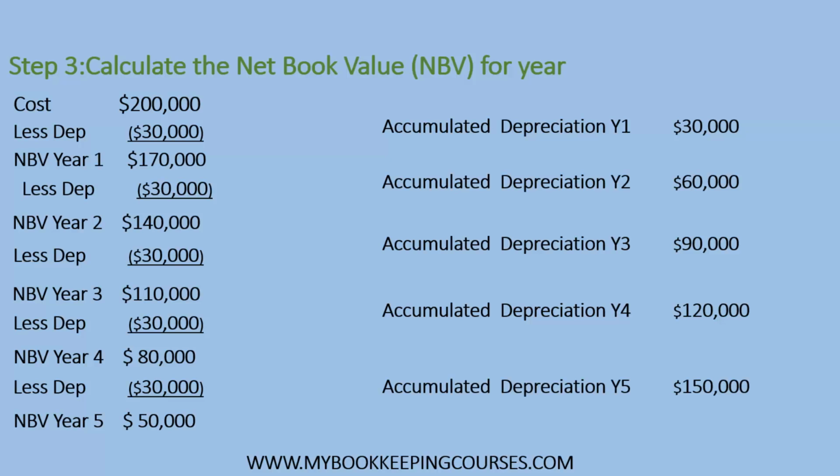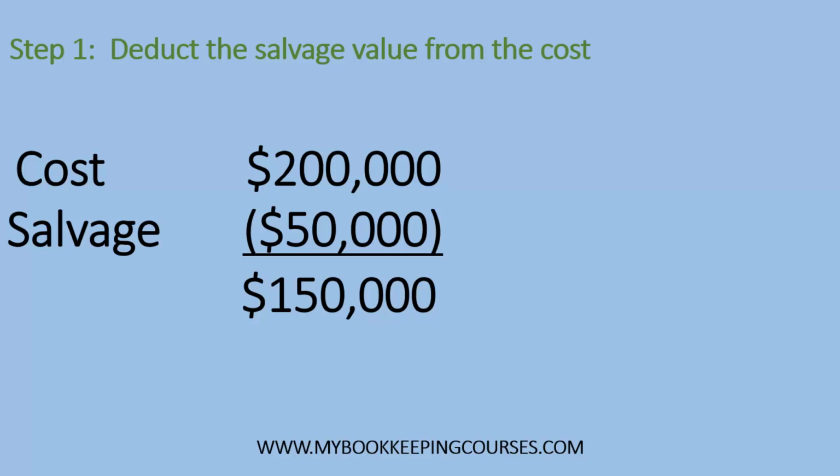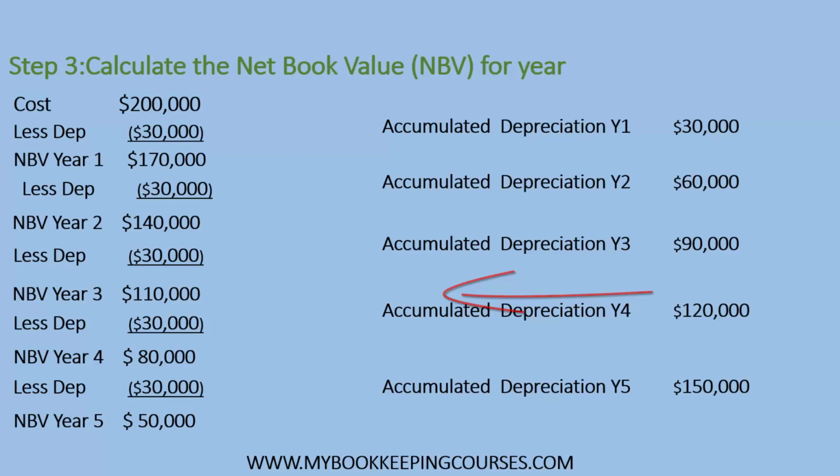And if we hop back here again, we can see this 150,000 now matches our accumulated depreciation value, and that is extremely important. So that's how you calculate straight line depreciation.